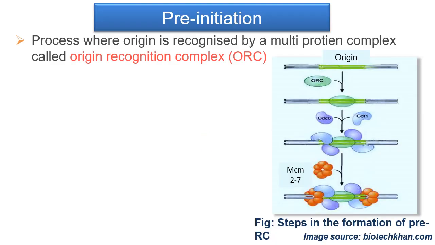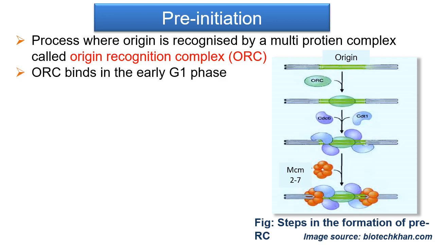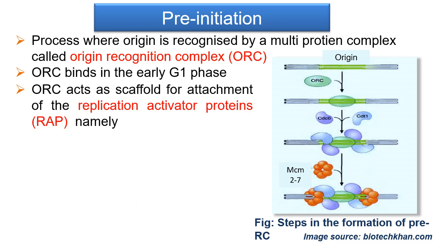Pre-initiation. During pre-initiation, the origin is first identified by a multiprotein complex of about 6 subunits, known as the origin recognition complex, or in short ORC. So this ORC helps in the recognition of origin sites in the template DNA. This ORC binds to the origin in early G1 phase.